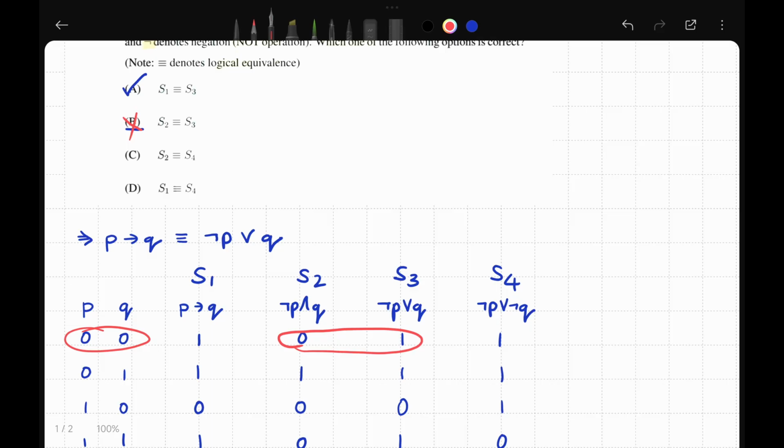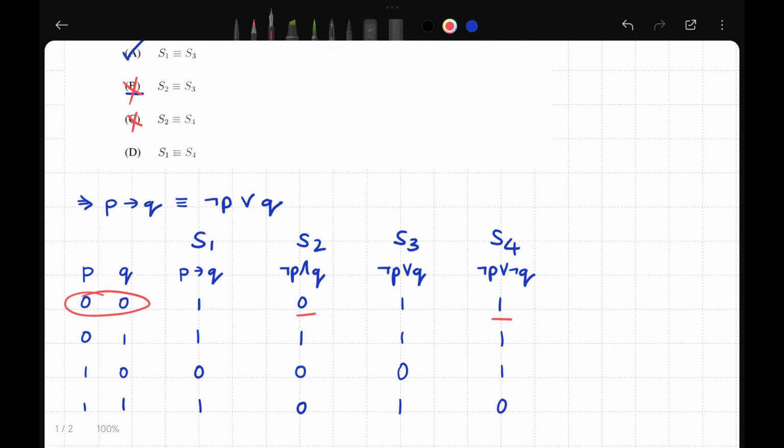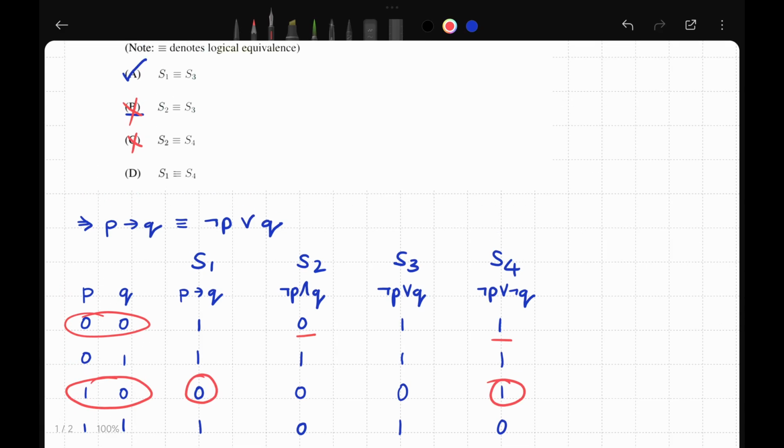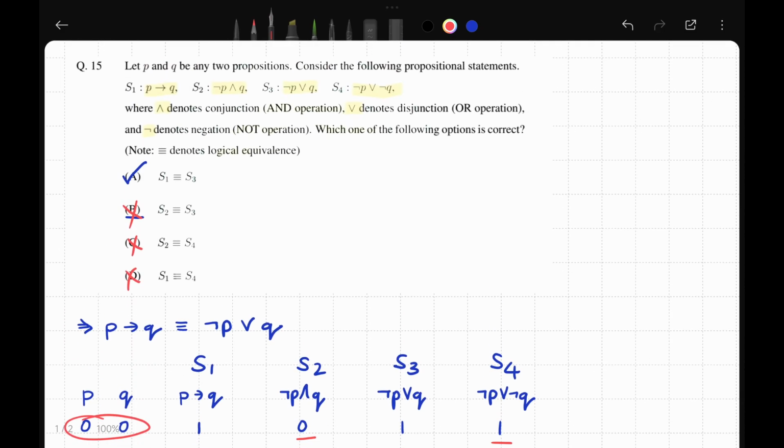S2 is equivalent to S4. So again, for 0 0, S2 is 0 and S4 is 1, so you can say this is false, and S1 is equivalent to S4, so that is proven wrong in the case of 1 0, right? S1 is 0 but S4 is 1, so that cannot be the answer either, and hence the answer to question 15 is A.